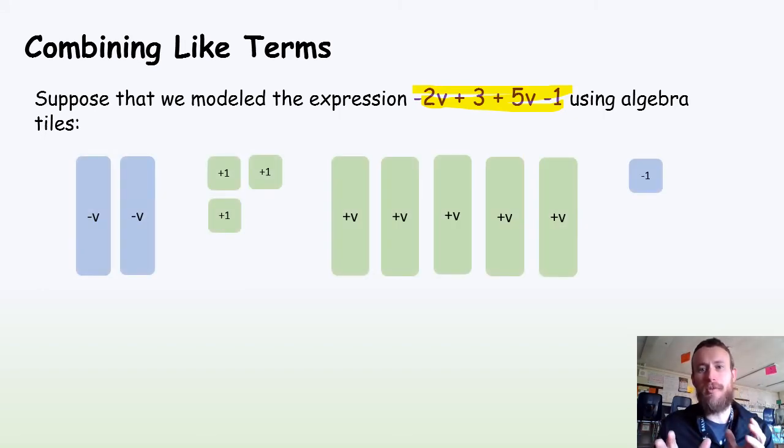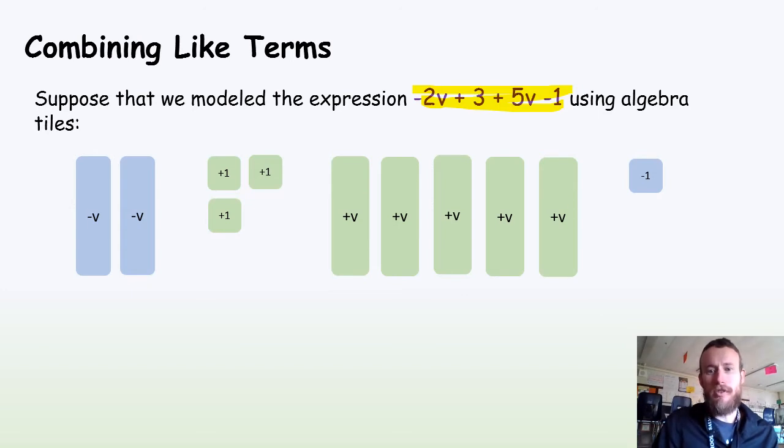So we have two types of terms. We have our variable terms, which are the longer blocks. In this case, we have negative 2v on the left in blue, and then we have 3 small squares. That's representing positive 3. Then we have 5v in green, so green is positive, and then blue, a negative 1 square on the right. So this is how we could model an expression using algebra tiles. They have different sizes because they represent different types of quantities. So there's variables, and then there's constant terms, which are not variables.